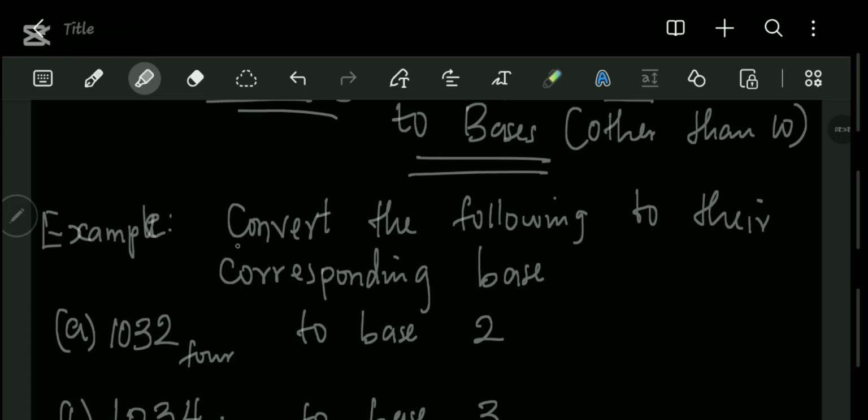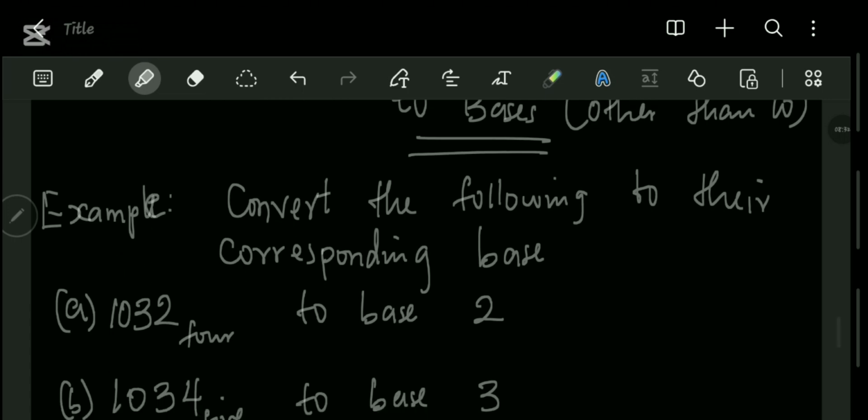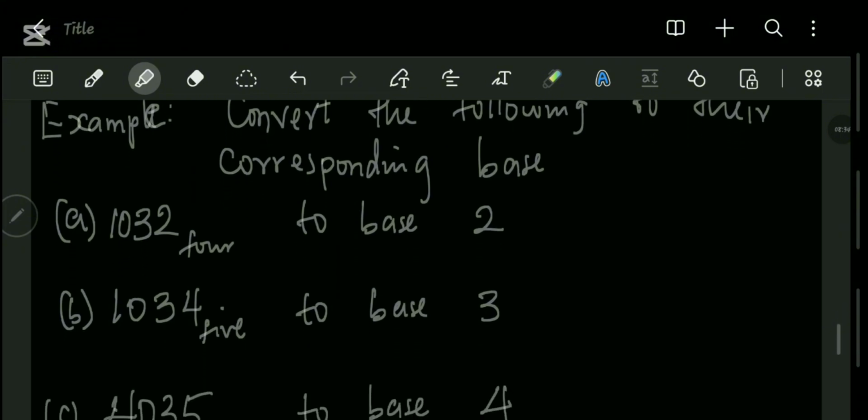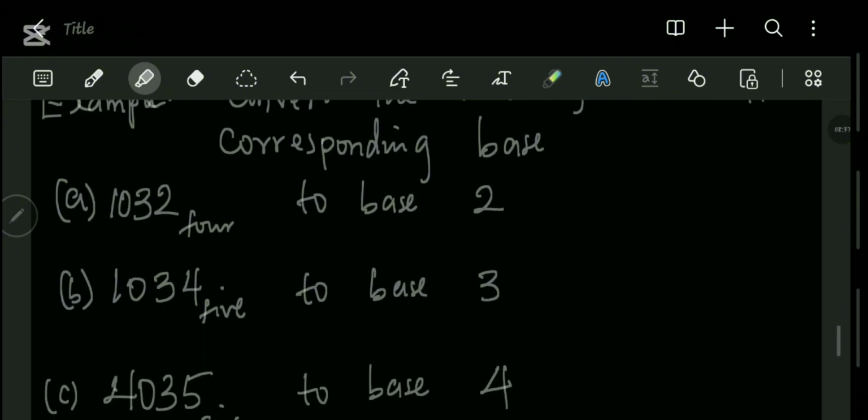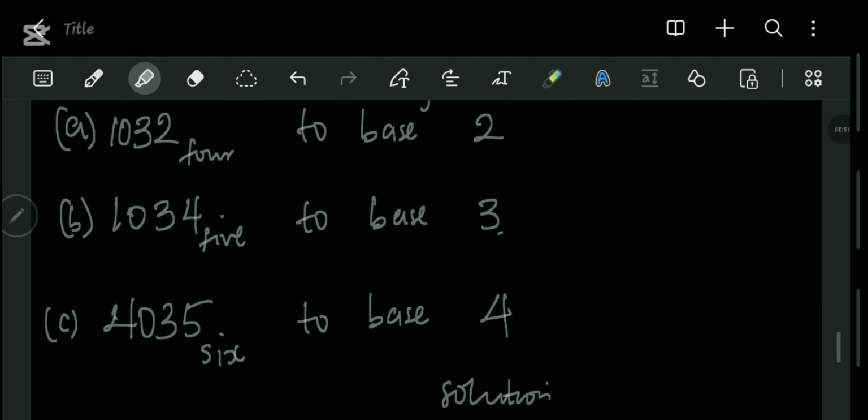We are asked to convert the following to the corresponding base. In A, we have 1032 in base 4, and we have to convert this one to base 2. You notice that it is not in base 10. We have to convert 1034 in base 5 to base 3, and it's also not in base 10. And then we have to convert 4035 in base 6 to a number in base 4.